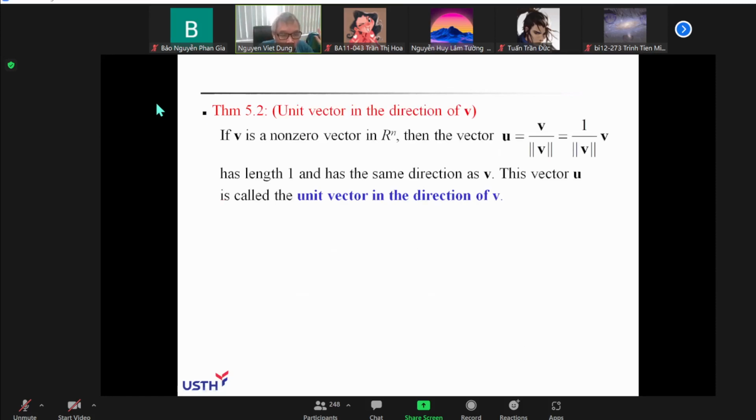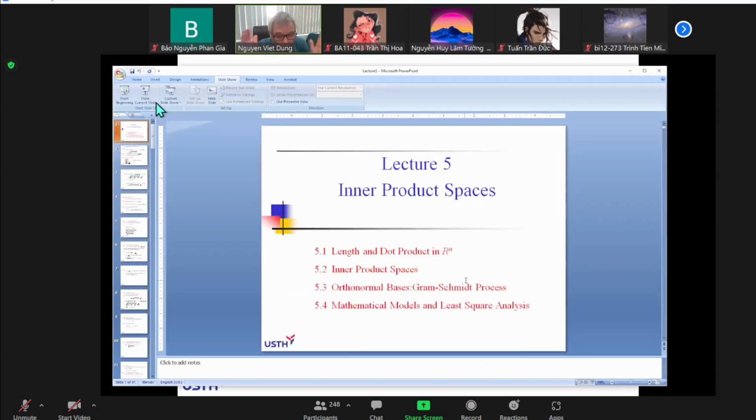The next one is the notion of the unit vector in the direction of v. Suppose that we are given a non-zero vector v in Rn. Then if we take v and divide it by the length of v, then we get a new, oh, sorry.